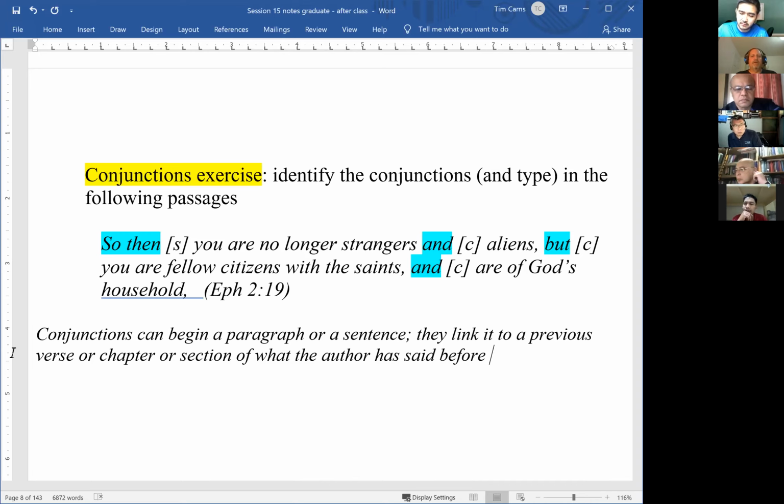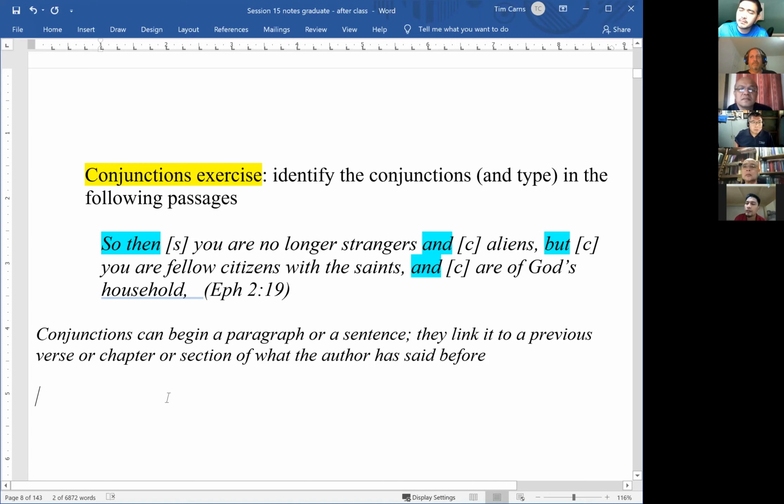This so then, we need to understand the author's flow of thought in order to see how this particular so then is functioning here. And we find in this case that the so then here connects verses 19 to 22 with chapter 2, verses 11 to 18. All right.